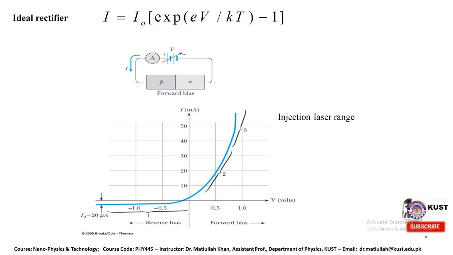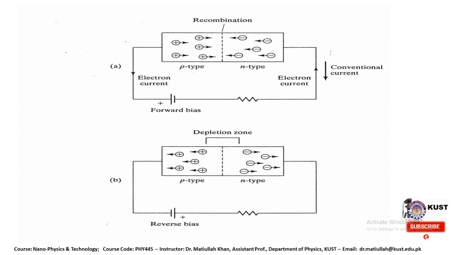This is a simple example of rectification, where the current is I = I0 (e^(eV/kT) - 1). This is simple, and we can use the same p-n junction for the rectification function. We can also use this p-n junction for different types of applications. Rectification is one application where you can use this p-n junction in reverse bias mode and forward bias mode, and the rectification is performed.